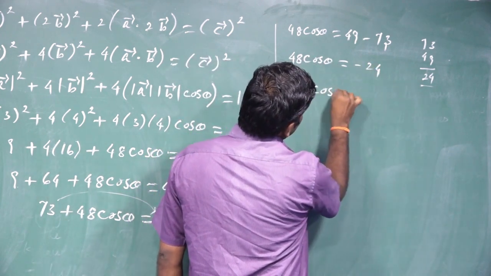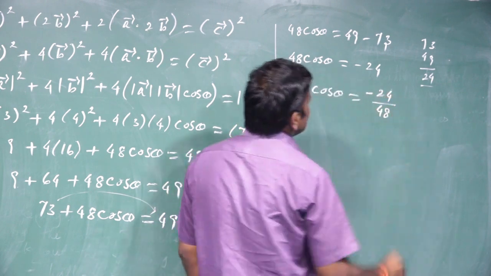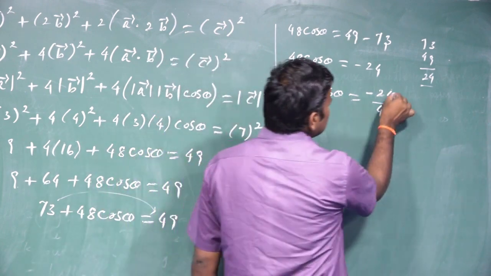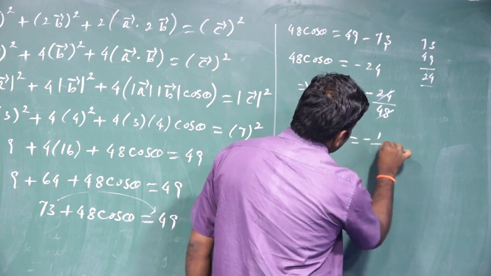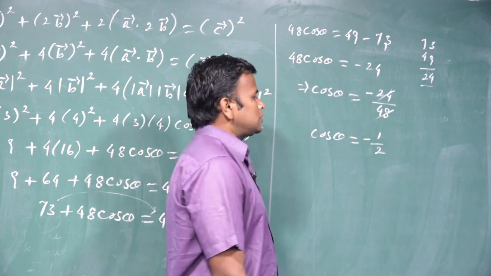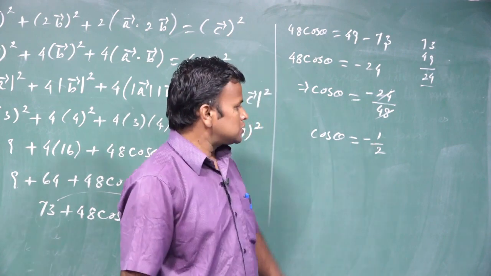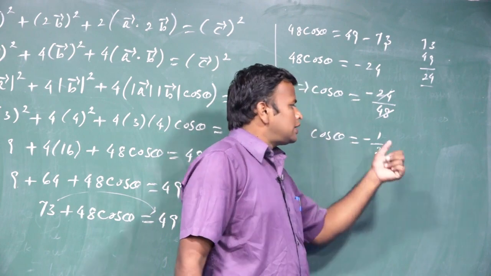What about cos theta? Minus 24 by 48. The multiplication 48 becomes the side division. In 24th table, exactly 48 as twice. Cos theta is equal to minus 1 by 2. Suppose it is a plus 1 by 2. Then the cos value lies in the first quadrant.